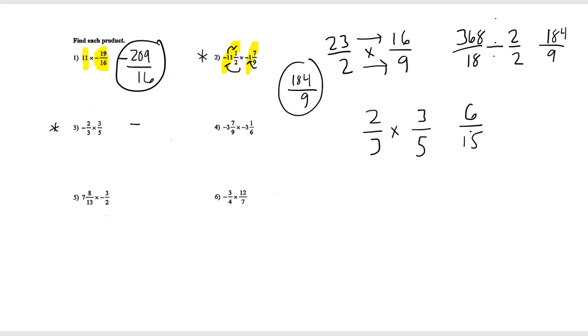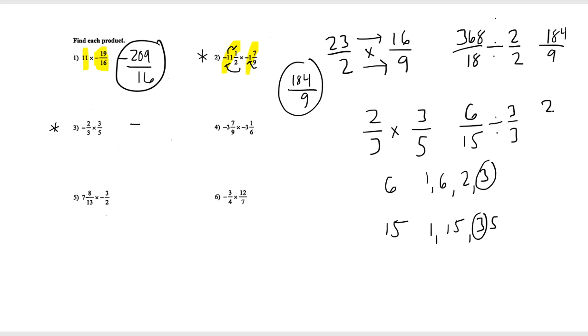Okay? In order to simplify the fraction, we need to find the greatest common factor between 6 and 15. So factors of 6 would be 1 times 6 and 2 times 3. Factors of 15 would be 1 and 15 and 3 and 5. So we can see they have a greatest common factor of 3. So that means we're going to divide both the top and the bottom by 3.